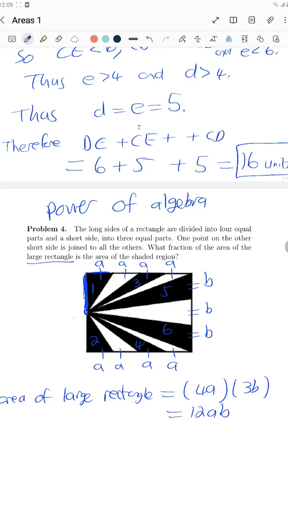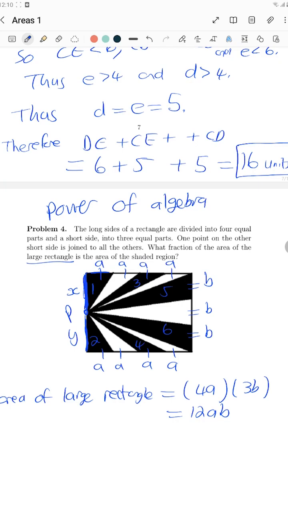Now this point P is on the one side, but we don't know if it's the midpoint. Let's read the problem carefully. One point on the other side is joined to the others. We don't know if P is the midpoint. So let's call the distance from there to there x, and we need another variable. Let's call the distance from there to there y.